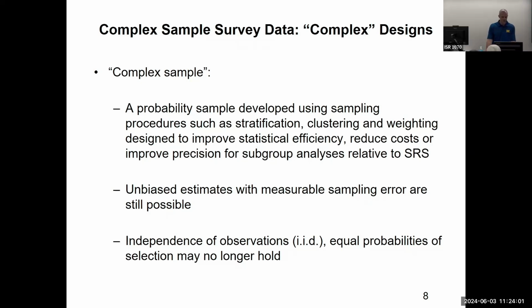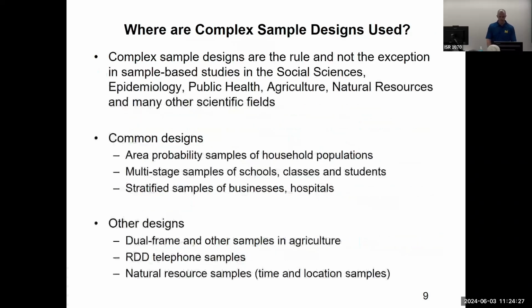Again, we can estimate variance based on these design features. Statistically, what we have to worry about is that the IID case of simple random samples no longer holds. We need different procedures for non-IID data to be able to analyze these data and make representative statements about the population. And as we talked about, equal probabilities of selection may no longer hold as well. We need to account for that when we do our analysis.